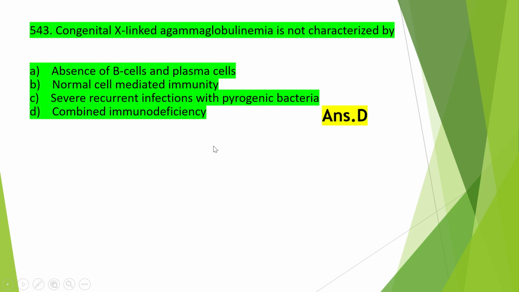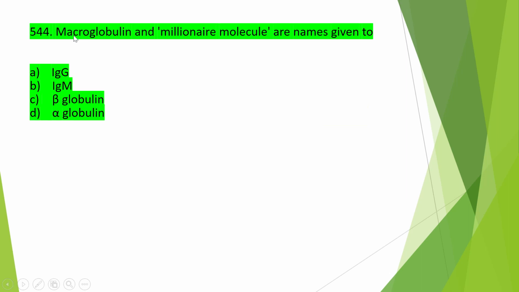Okay, so let's move on to the next one. Macroglobulin and millionaire molecule are names given to option A IgG, option B IgM, option C beta globulin, or option D gamma alpha globulin. So the right answer is option B, that is IgM. So macroglobulin and millionaire molecule are names given to IgM antibody.